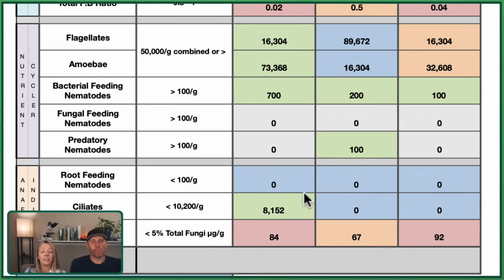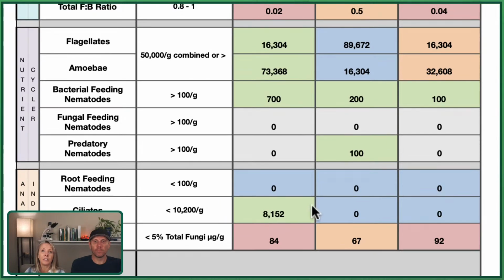We are getting a good amount of moisture because we're seeing a few ciliates show up, but not excessive. And then because that fungal component in the soil and the total fungi number is not high enough to compete, the oomycetes are able to compete with them. So they're neck and neck on this particular sample.